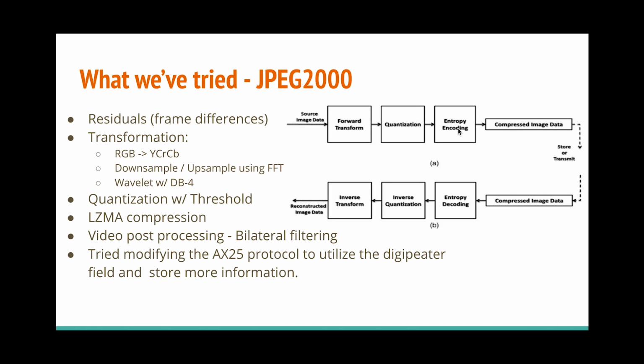The actual compression we use in the entropy encoding part is LZMA compression, and we will pretty much zip the compressed image data and its metadata information for our actual final transmission.